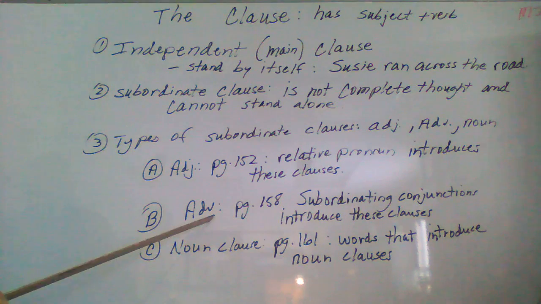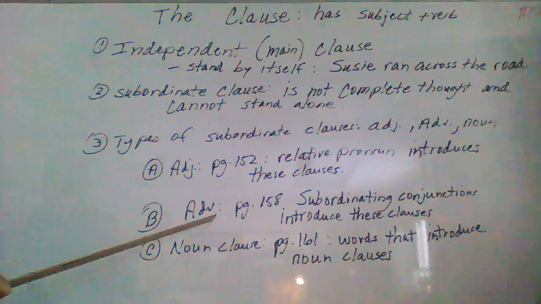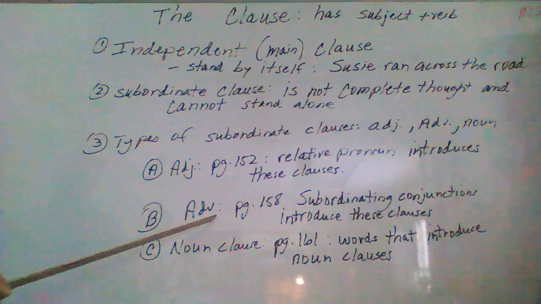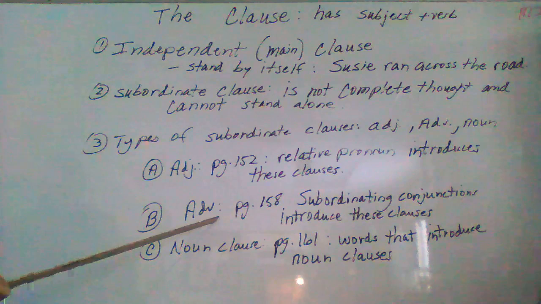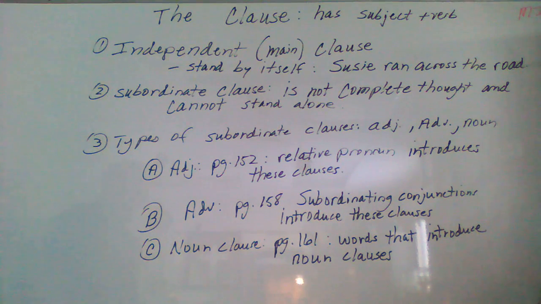So if I look at exercise 8, I notice, like on number 6, "because Sherry loved the ballet." Because is one of my subordinating conjunctions. I have "Sherry loved." I have a subject and a verb. Then it's an adverb clause.